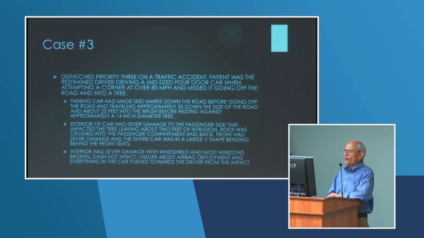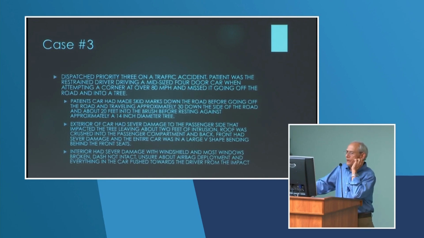Dispatch priority 3 on a traffic accident. Patient restrained driver driving a mid-size 4-door car when attempting a corner at over 80 miles per hour. Missed it, went into a tree. Skid marks down the road before going off the road and traveling approximately 30 feet down the side of the road and about 20 feet into the brush before resting against a 14-inch tree. Boy, see, lots of good description in this.